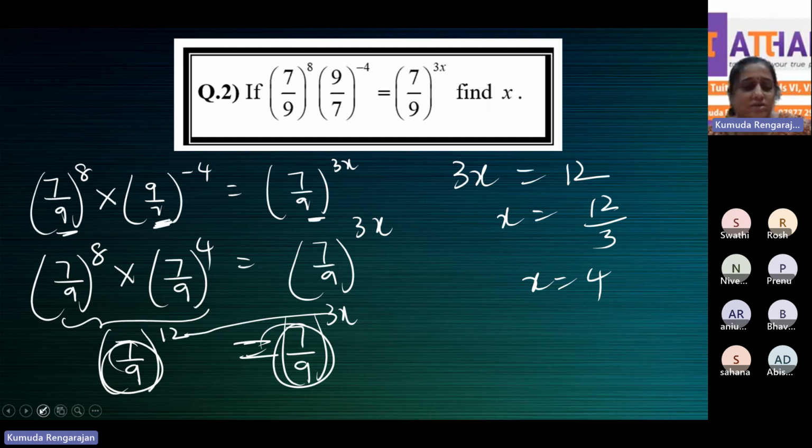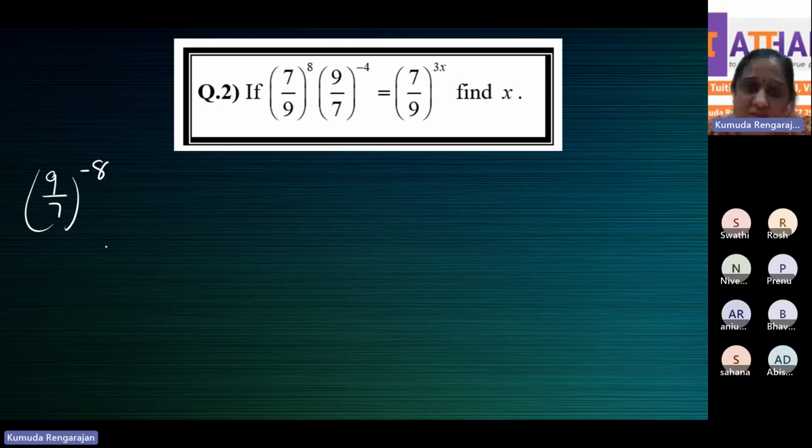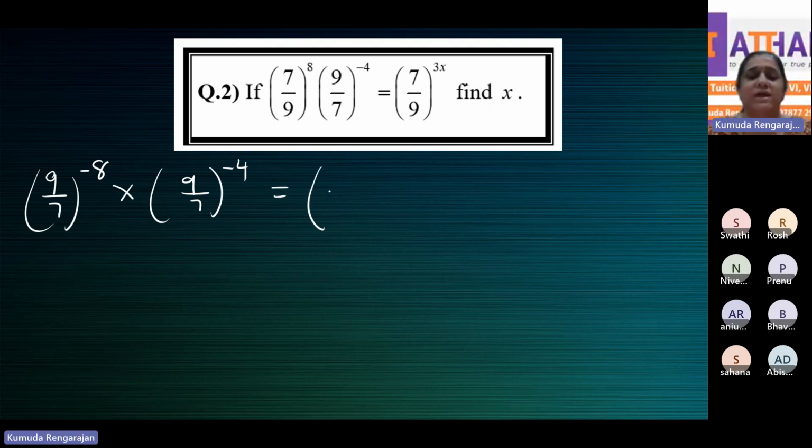Now this is what I've done there, children. Let's do it in another way. Now supposing you want the base to be 9 by 7 everywhere. So 7 by 9 will become 9 by 7. Reciprocal of the base, negative of the power. You should always write the equivalent. That is, you should change both. 7 by 9 becomes 9 by 7, plus 8 becomes minus 8. So the base has become 9 by 7 now. Write this one as it is, equal to 7 by 9 becomes 9 by 7, plus 3x becomes minus 3x. Now, bases are same.